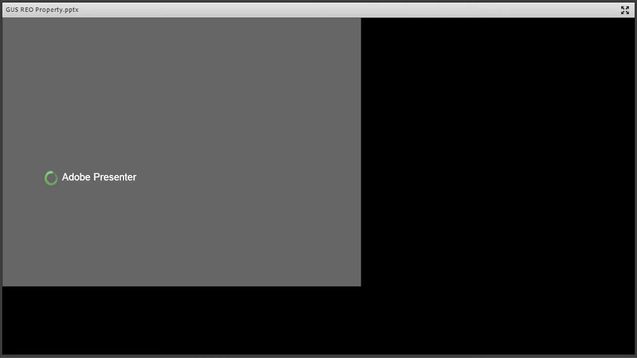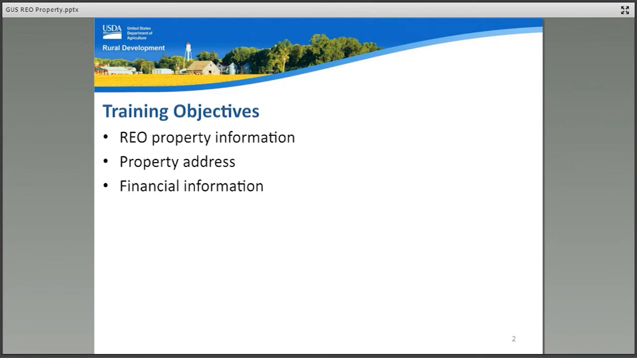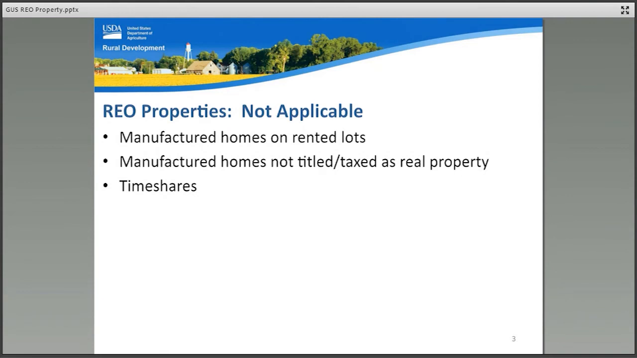Welcome to the REO Property GUS application page presented by USDA's Single Family Housing Guaranteed Loan Program. The training objectives will review each section of the GUS REO Property application page, which includes REO property information, property address, and financial information.